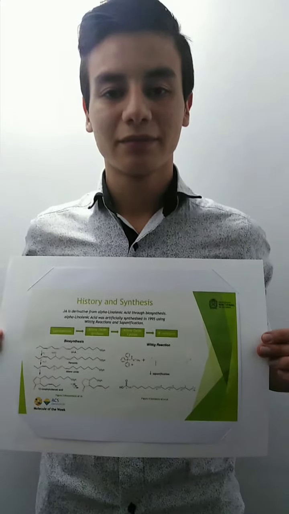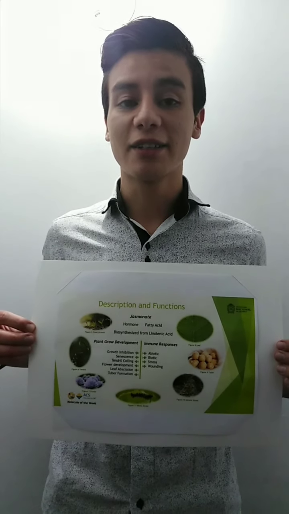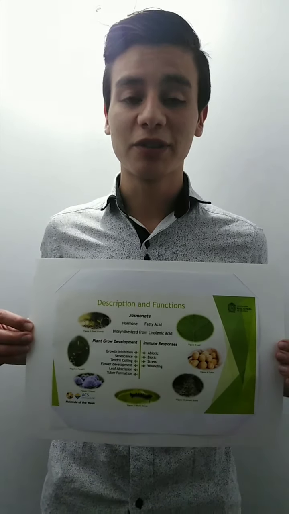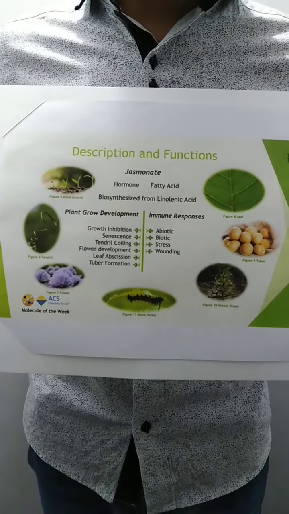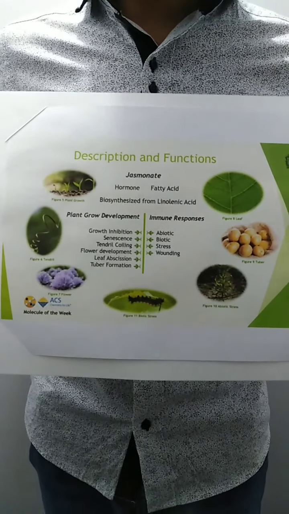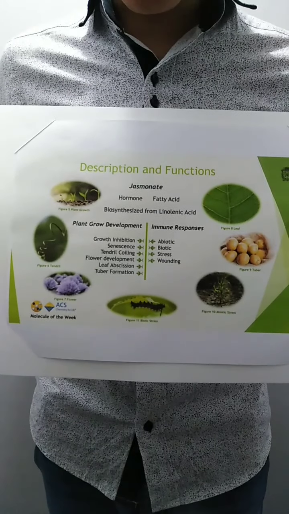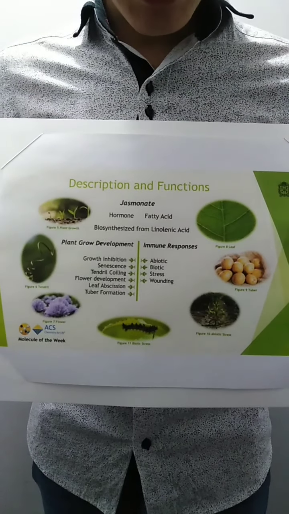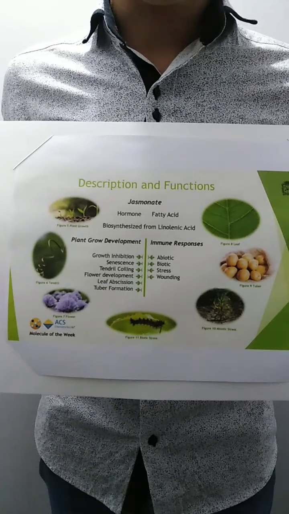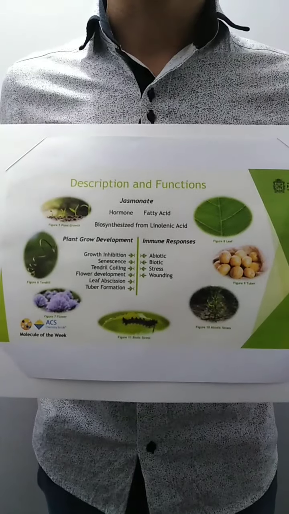Now, talking about the description, we have to highlight that it's a hormone and a fatty acid, as I said previously, biosynthesized from the linolenic acid, and its functions are mainly plant growth and development, in which are involved factors such as growth inhibition, senescence, tendril coiling, flower development, leaf abscission, and tuber formation, all of these in different parts of the plant, and the immune responses, such as to abiotic factors like droughts, and biotic ones like plagues, stress, and woundings.